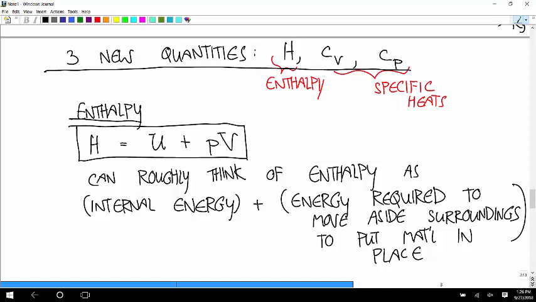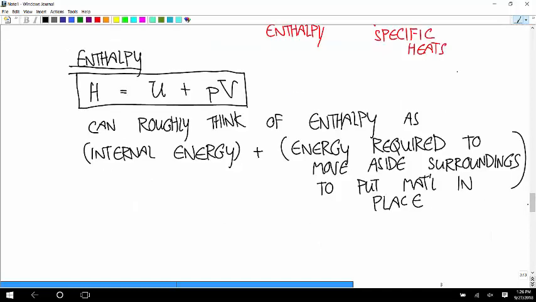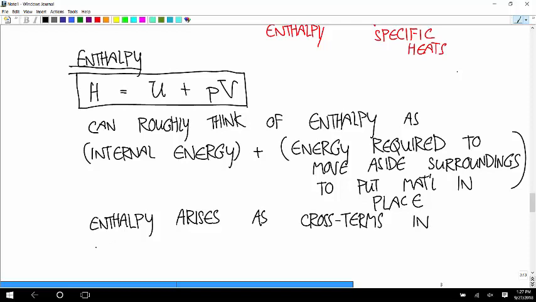Maybe the question is, what's the point of enthalpy? Like you could make up all sorts of crazy variables by adding this and multiplying this. Enthalpy arises as cross terms in deriving the first law of thermodynamics for a control volume.